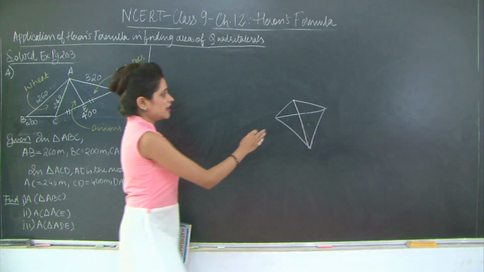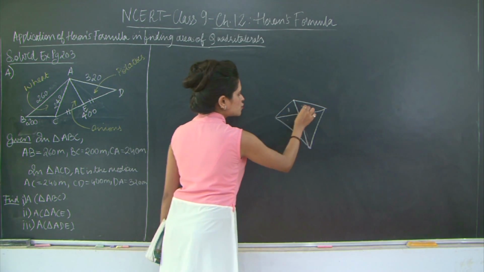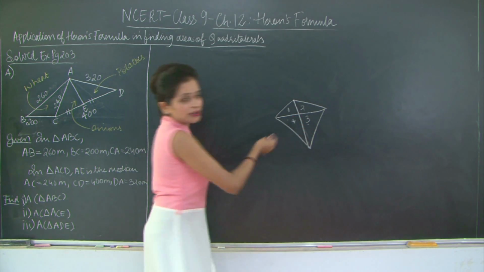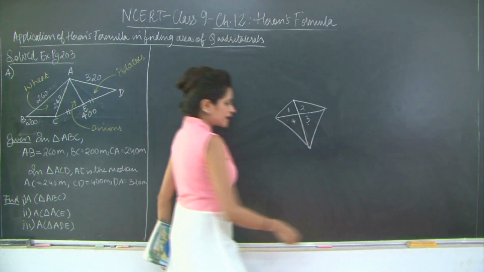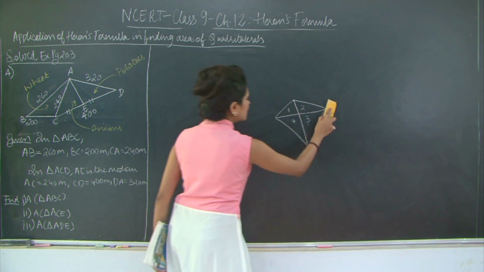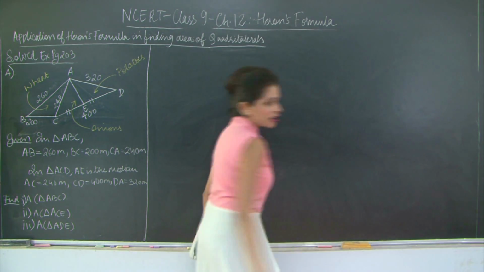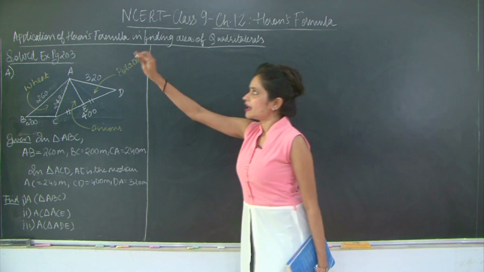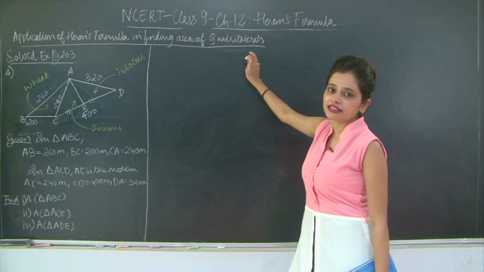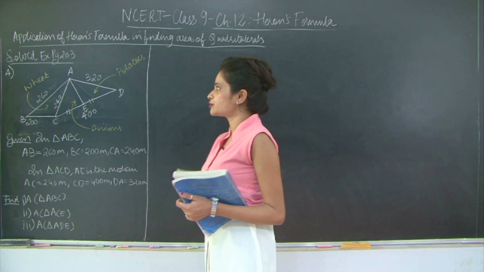So that is why if you find the area of each triangle individually, let's say 1, 2, 3 and 4, then it would be so simple to find the area of the quadrilateral, right? Just by constructing diagonals, we can find the area of a quadrilateral by splitting it into triangles. This is the reason we apply Heron's formula in finding the area of quadrilaterals. So let's start with a solved example on page number 203.